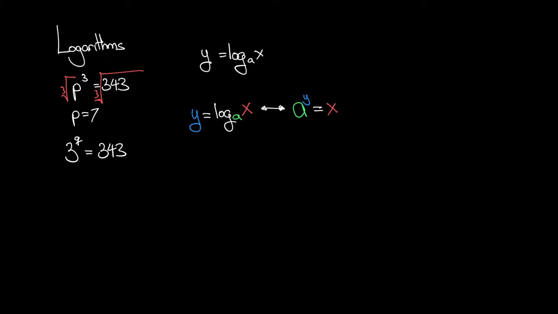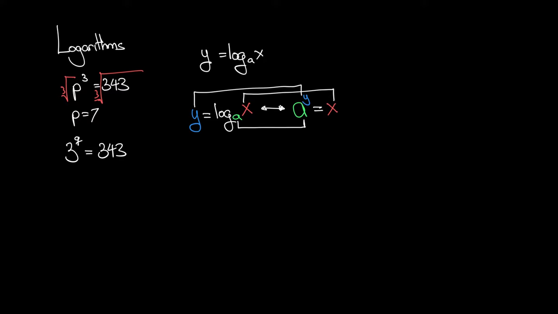To make your life a little bit easier, start off with the base. That little number becomes the big number. That's one way to just make your life a little bit easier. The next part here is to recognize that the number next to the a is going to now be on the other side. And then the y here is going to be the exponent.